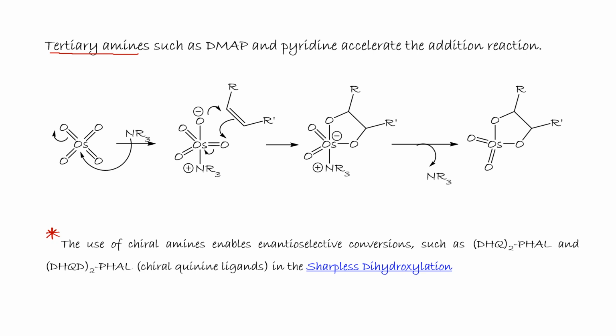Tertiary amines such as dimethylaminopyridine and pyridine accelerate the addition. The first step is that the tertiary amine adds to the osmium tetroxide, creating an oxygen with a negative charge, accelerating the addition on the double bond, a 3+2 addition, to form an intermediate containing the ligand. Then the ligand gets out to form the cyclic osmate intermediate.